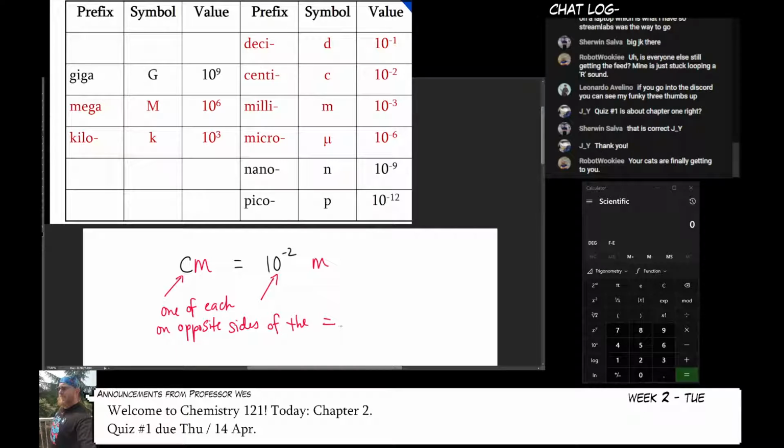It is very easy to accidentally flip-flop these numbers and the symbols, or put the number and the symbol on the same sides. So do it this way. Put one of each from this table on opposite sides of the equal, and then just fill in your unit and you'll be safe.